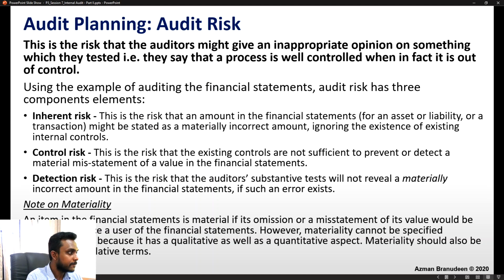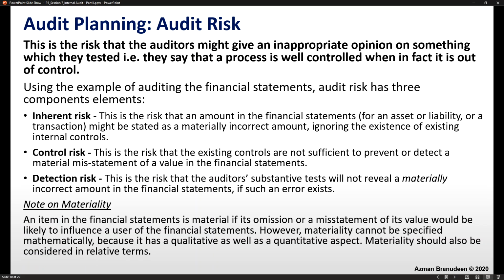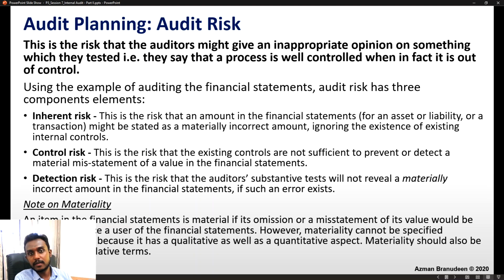Quick note on materiality. An item in the financial statements is material if its omission or misstatement of its value would be likely to influence a user of the financial statements. However, materiality cannot be specified mathematically because it has a qualitative as well as a quantitative aspect. Materiality should be considered in relative terms, and also the best way to look at materiality is by considering the impact aspect of things.